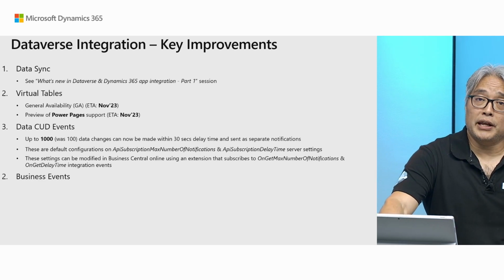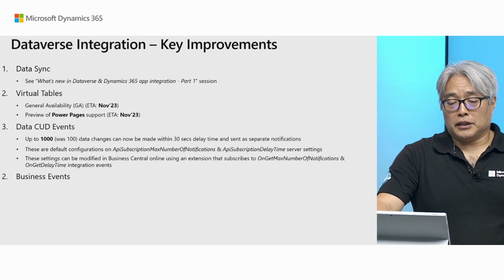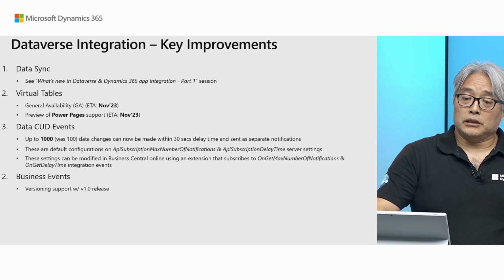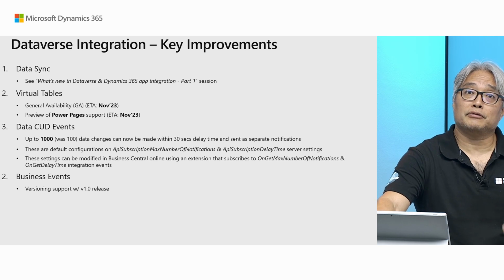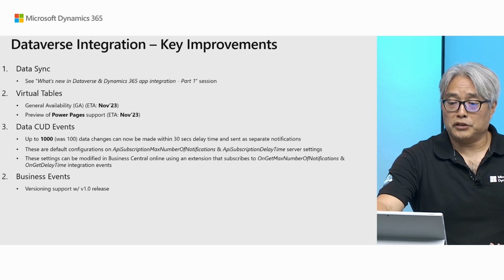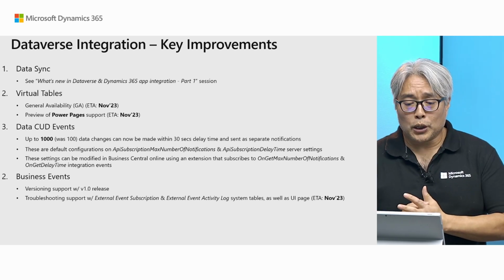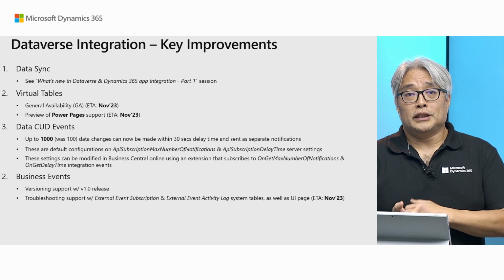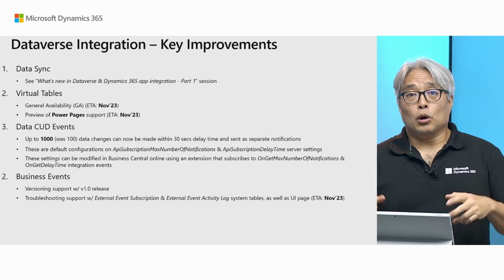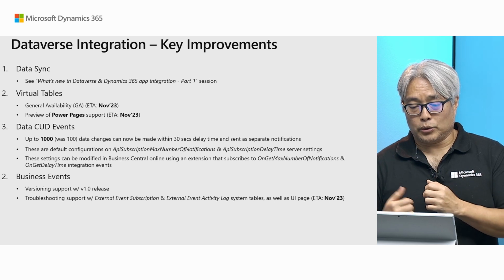And finally, on business event, we have 3 improvements. Business event is still in preview, and we are targeting a GA in the release after this one. Right now, we're adding versioning support when we release version 1.0 of events. Previously, we released version 0. Now we have version 1.0. And we also introduced troubleshooting support that is enabled by 2 system tables, external event subscription and external event activity log, that also come with the UI pages that's coming in this November 2023.